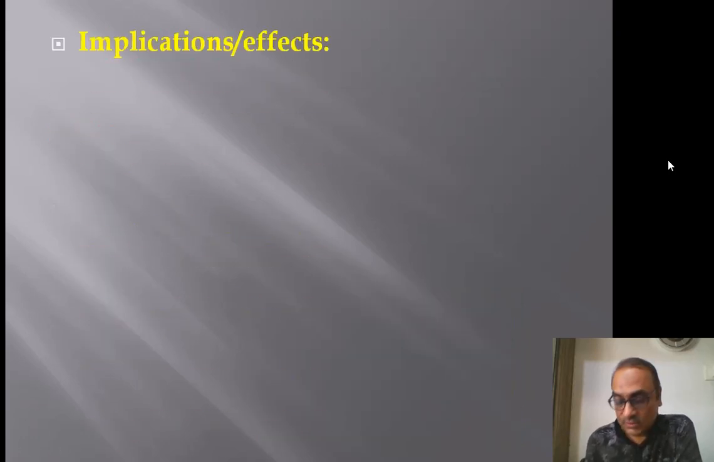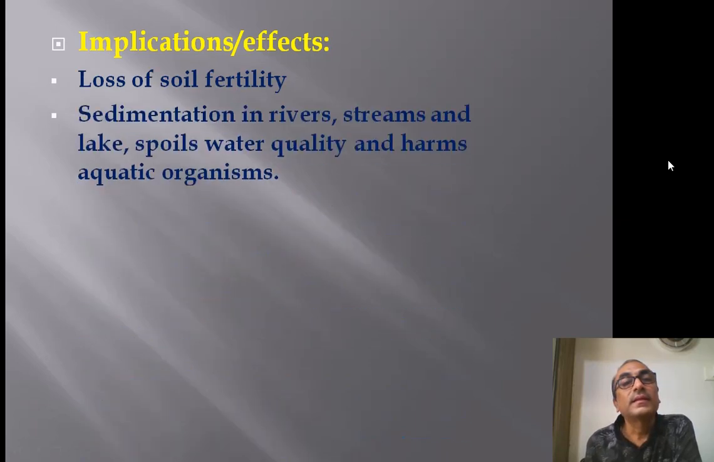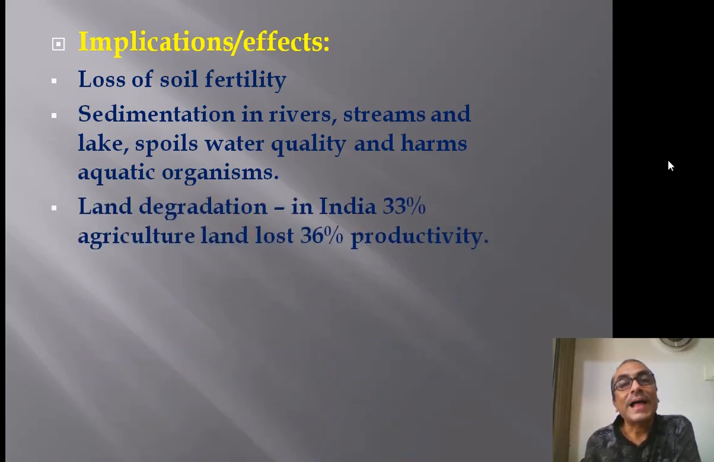Now the effects of soil erosion or the implications, let us see. First is the loss of soil fertility, then sedimentation in the rivers, streams and lakes spoils the water quality and also harms the aquatic organisms. Then land degradation takes place. Now in India, around 33% of the agricultural land has already lost 36% of its productivity, and that is because of the soil erosion.